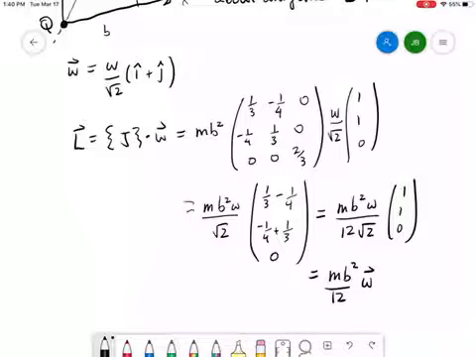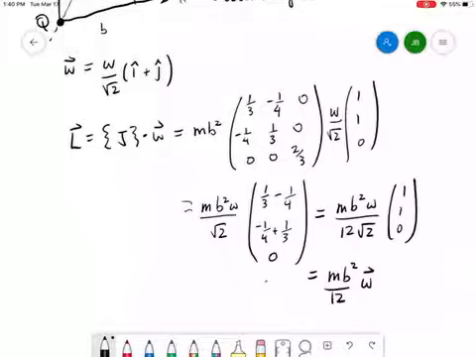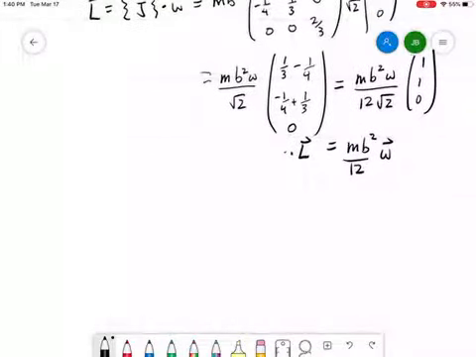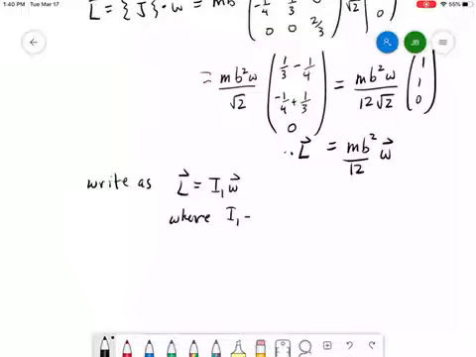Okay, in other words, L and omega are in the same direction. What I'm going to do is I'm going to write this as L equals I1 times omega, where I1 is going to be mb squared over 12.